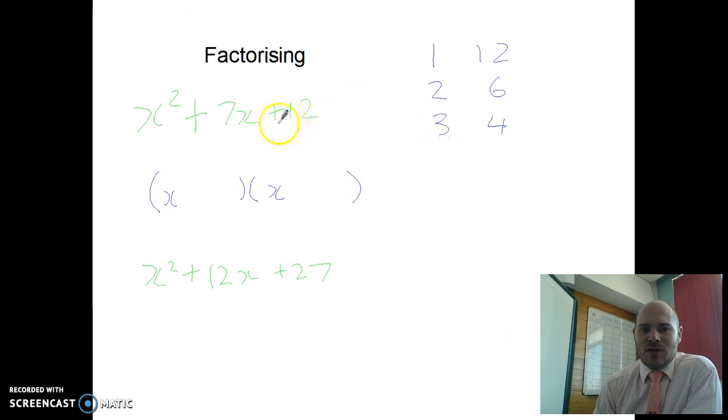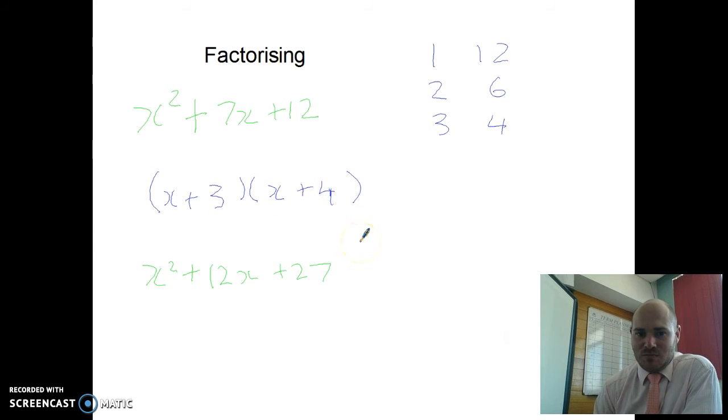Now, the two numbers that I need have to multiply to get to 12. So I've got all these ones, and then I know that when I add them, I'm going to get to 7. So 1 and 12 is 13, 2 and 6 is 8, 3 and 4 is 7, so it's as simple as that. One's x plus 3, the other's x plus 4.